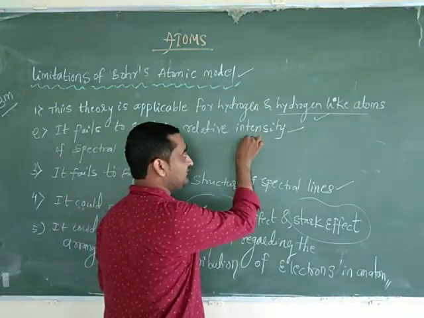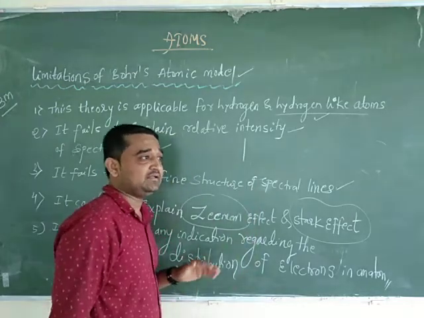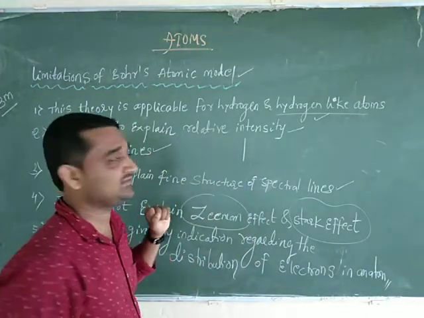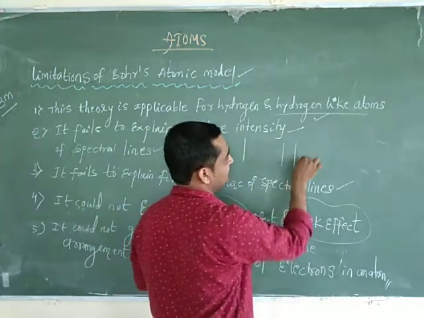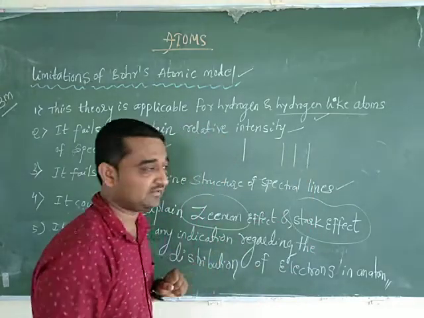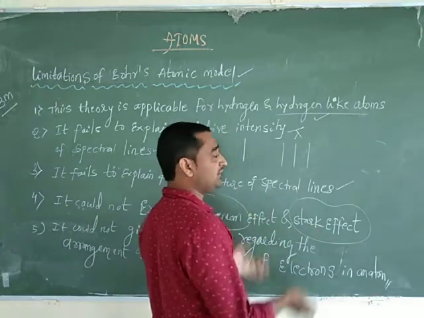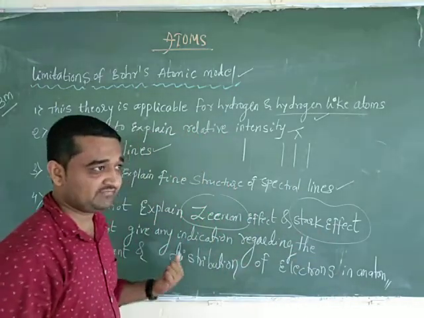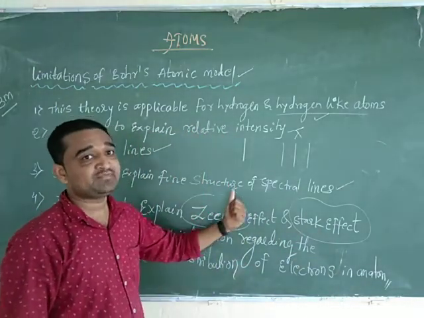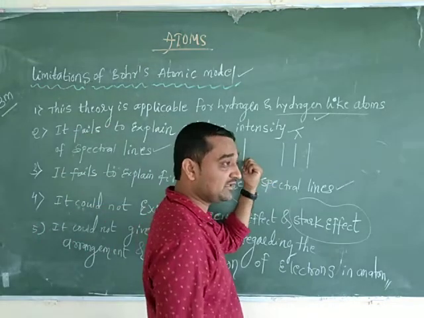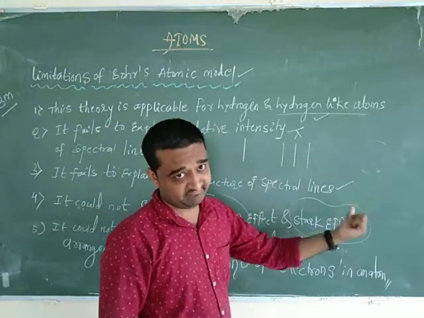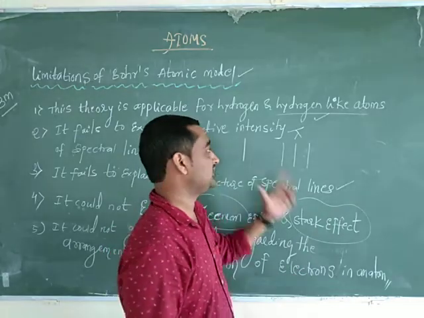So for example, if one spectral line comes, and we keep the source in a magnetic field, what happens? If there was one line, it splits, right? This is called the Zeeman effect. This is the original line, but when we keep the source under the magnetic field, what do we get here? The splitting of spectral lines in the presence of a magnetic field. That is called the Zeeman effect.